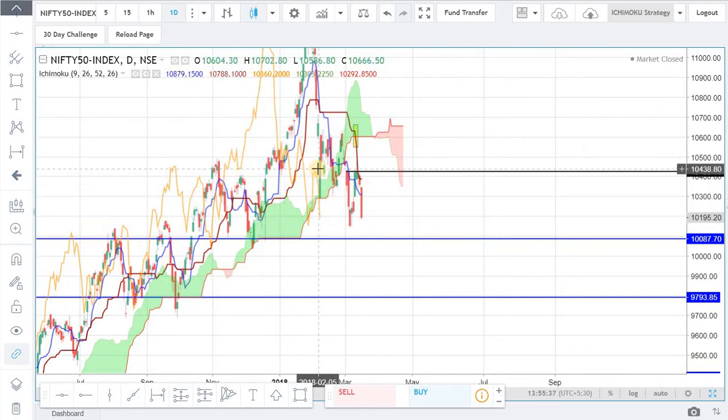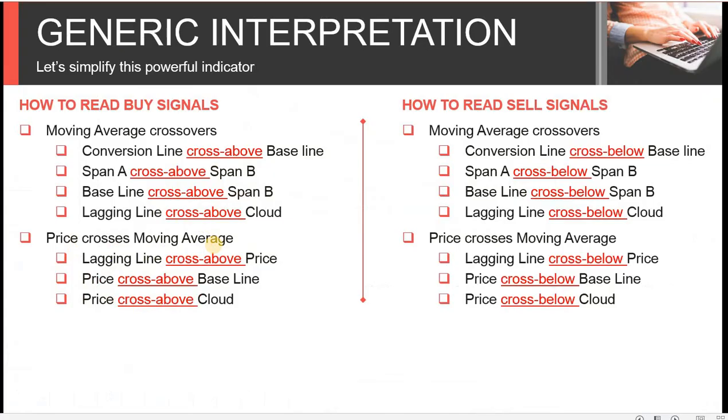So that's the second indication. Let me take everything off. Sorry, third indication, baseline and span B crossover. In this case, we've seen the baseline crossing below span B, so that's definitely a sell indication. Then the fourth one is your lagging line. The lagging line is nothing but your CMP, plotted 26 periods behind. Now, if your lagging line crosses above the cloud, it's a buy signal. Lagging line crosses below the cloud, it's a sell signal.